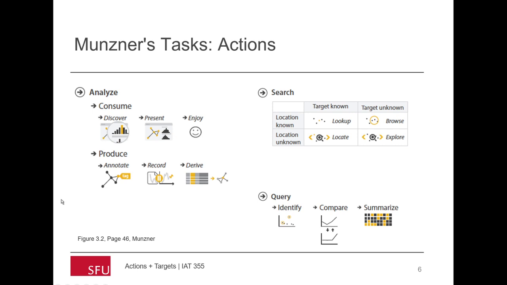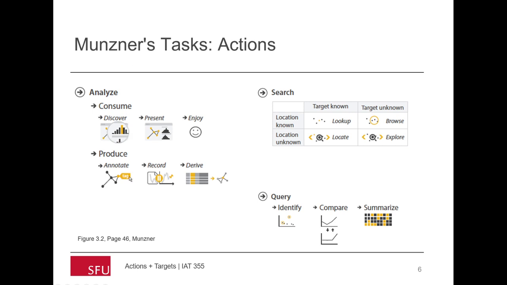So here's figure 3.2, page 46 from Munzner's book, and we have these three categories of actions that she suggests. The first is analyze, in which there are two sub-actions, consume or produce, which we'll explain shortly. And then we have search, which is a more detailed suite of actions that depend on either consuming or producing and flow from the act of wanting to do these at higher level tasks. And then finally, at the lowest level is query.